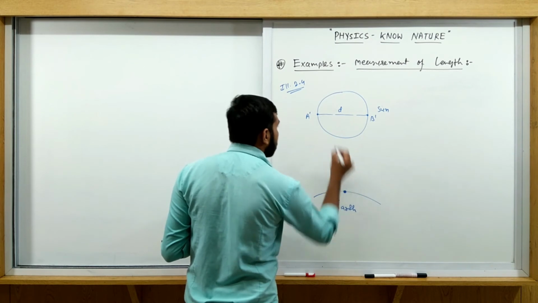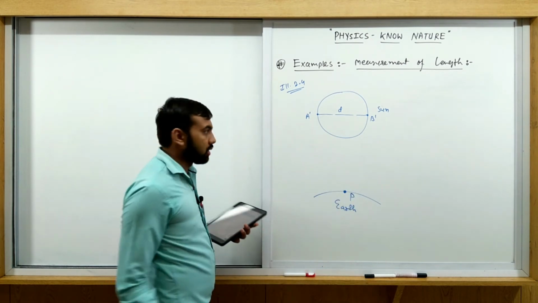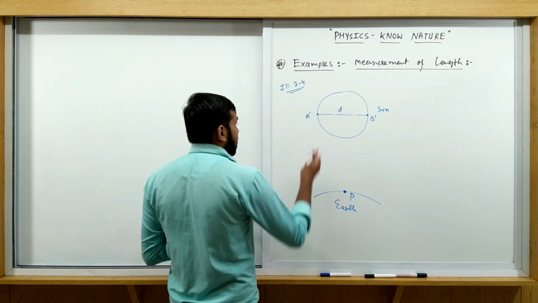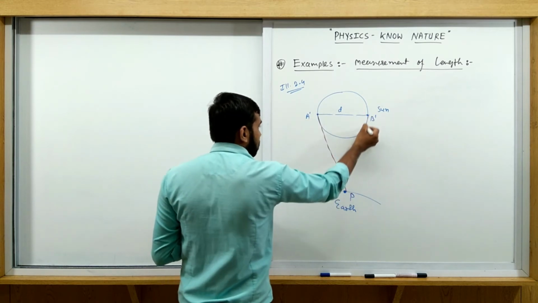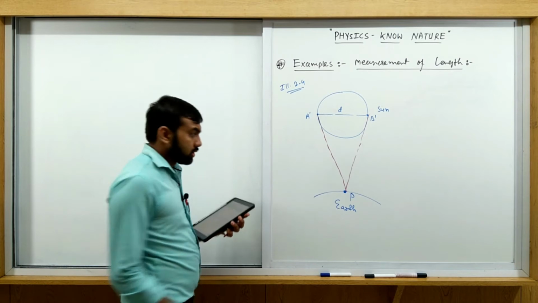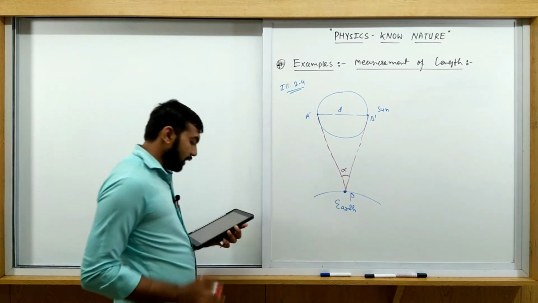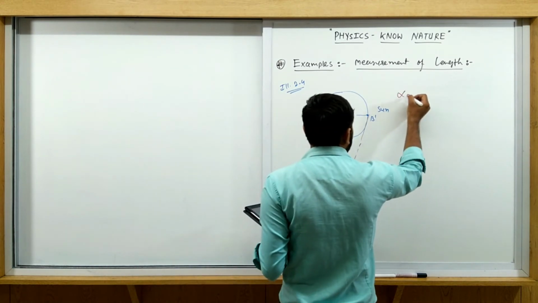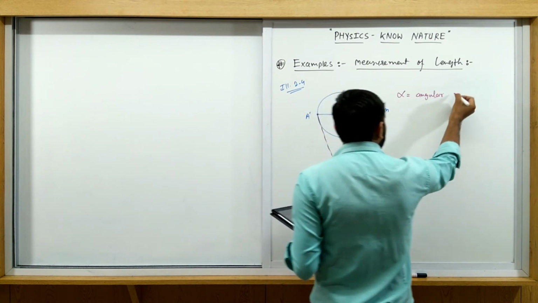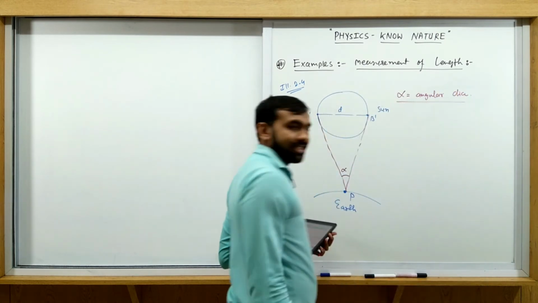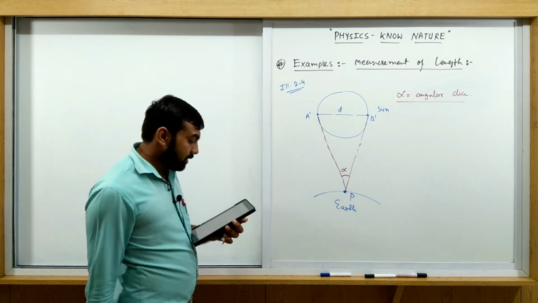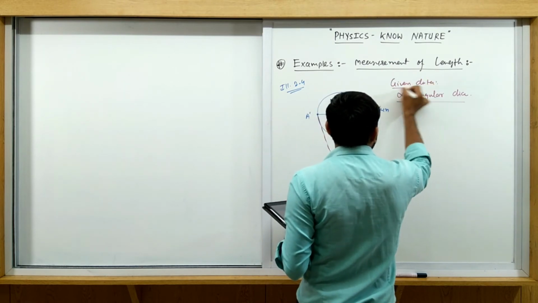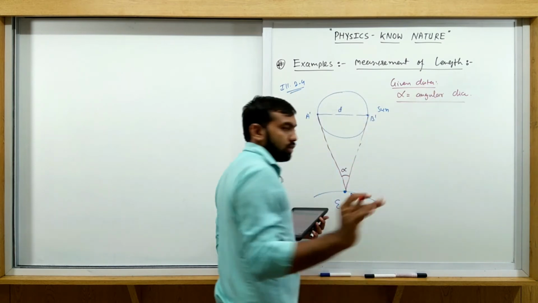This is Earth, and you observe the sun from the point P. So P is the observation point. When you observe the sun from the point P at A dash and B dash, this is our observation angle. This angle alpha is called angular diameter. Underline this and write down: alpha is equal to angular diameter. Do you understand this? This is the given data for us. Write down the given data.